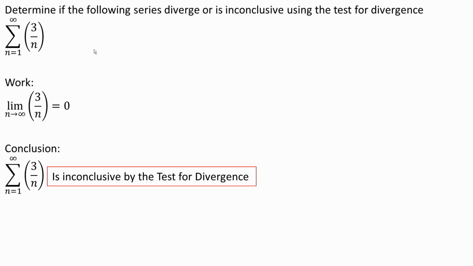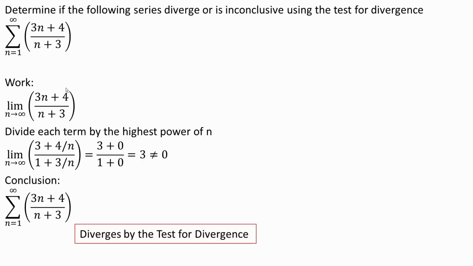Okay, so for the first one, we could say that the limit as n approaches infinity of 3 over n would be 0. Simply, if n is infinity, you get 3 over infinity, or 3 over a very big number, and you would get 0. So this would be inconclusive by the test for divergence, and in later videos, we will go over another method where we can easily solve this problem.